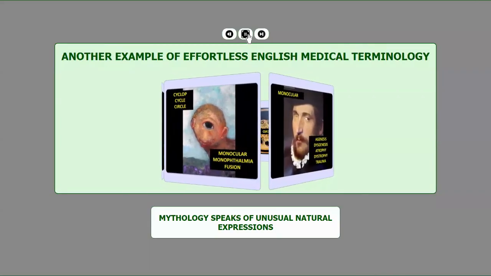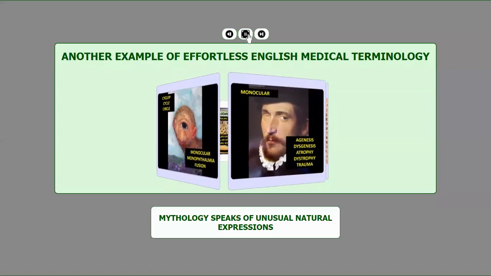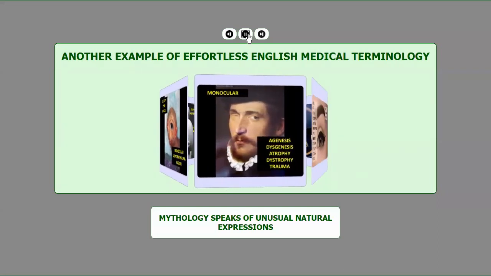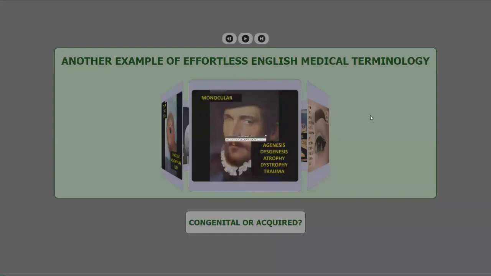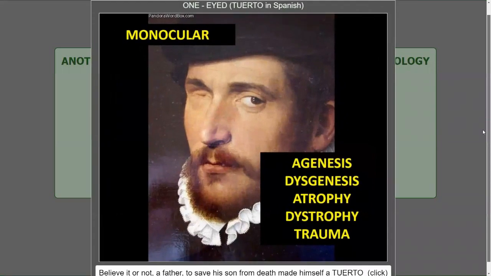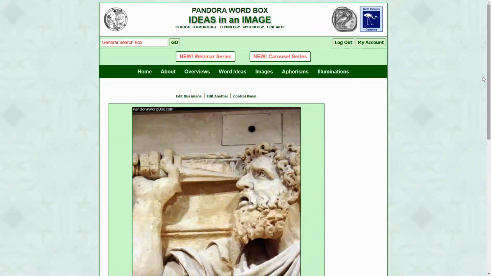And here we have a person that has one eye. It's a monocular person. And we do not know the etiology or the cause. Let's click on it. So we can't tell if it is an agenesis or atrophy or trauma or whatever have you. Let's click again. And here we see another story where a father blinds himself to save the life of his son. And a lot of elaborations are available to you if you want to explore them. Go back.